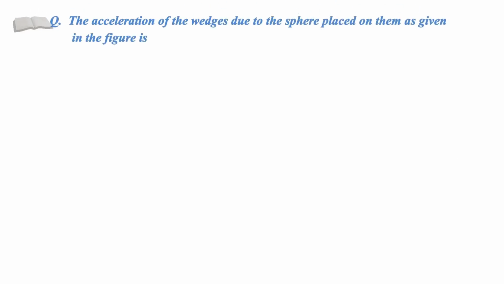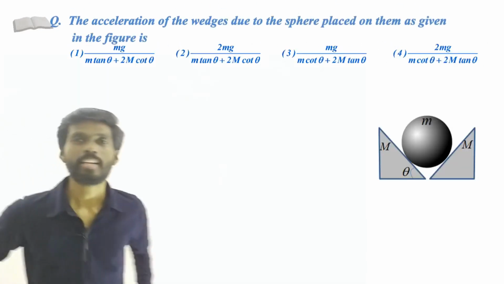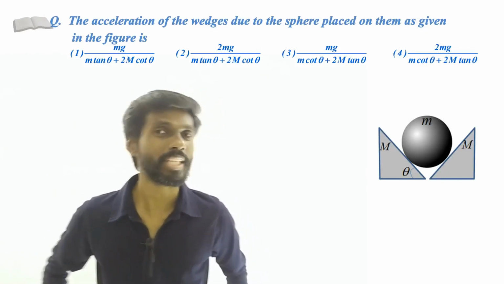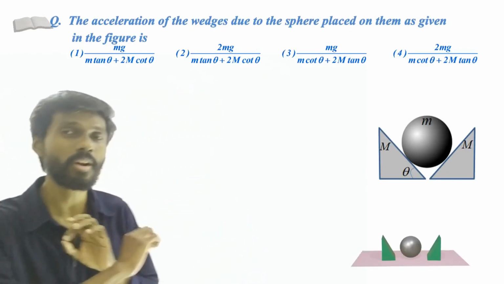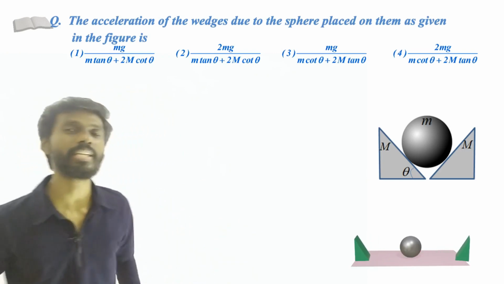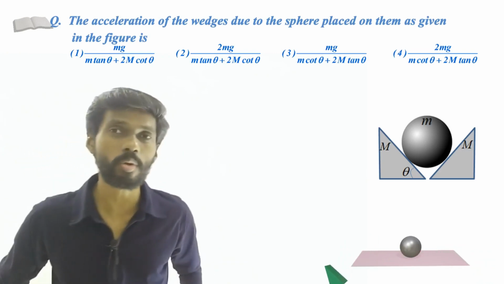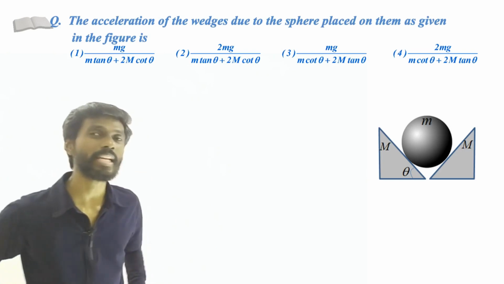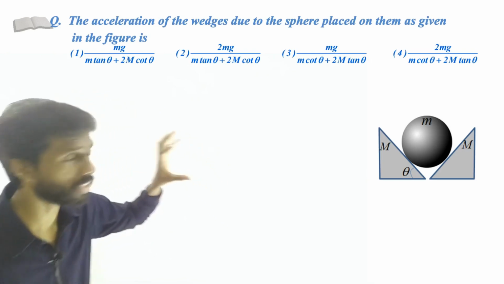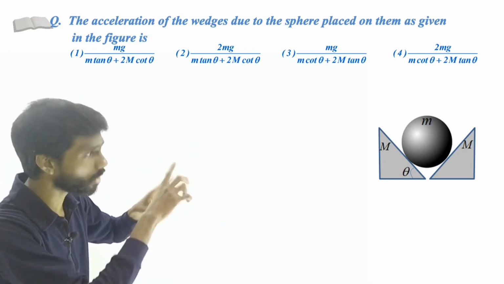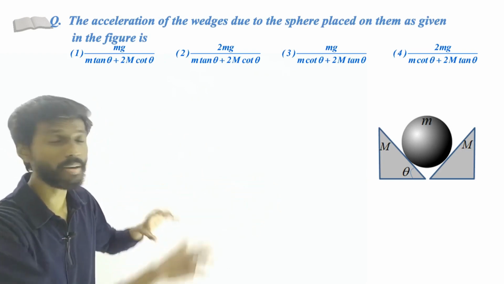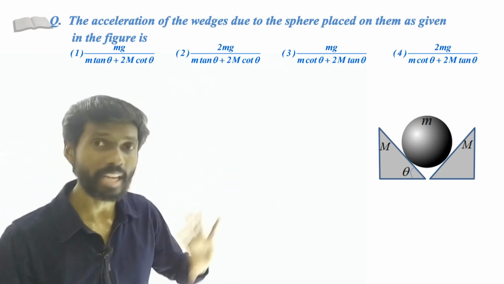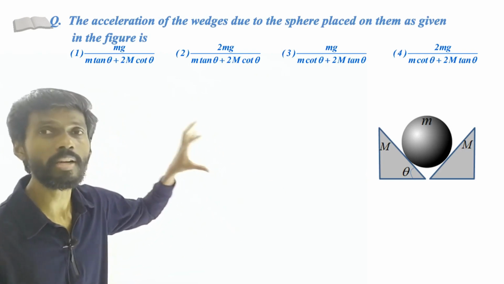The acceleration of the wedges due to the sphere placed on them as given in the figure is. Isn't this question similar to the last one? See, instead of one block moving in the horizontal direction, here we have two blocks which can move in the horizontal direction. So whatever we did in the last question, same logic applies here also. We have to first find the relation between the acceleration of this sphere and these two blocks. These two blocks will move with the same acceleration, right? But in the opposite direction, but same acceleration. But that acceleration should be related to the acceleration of the sphere, okay?